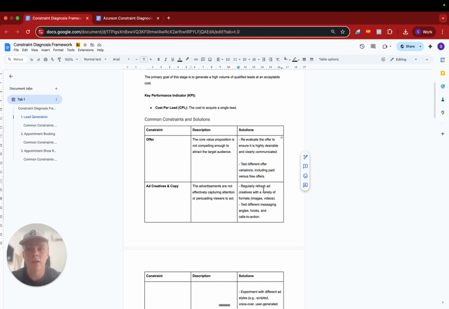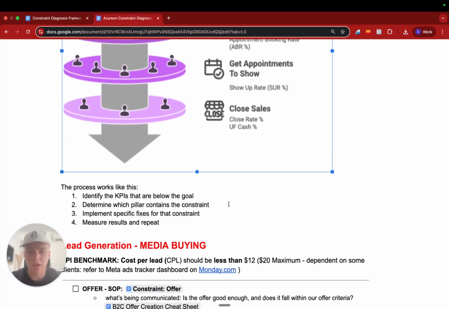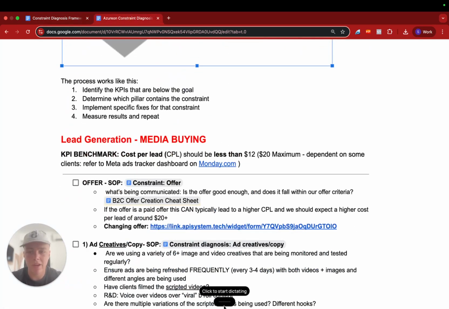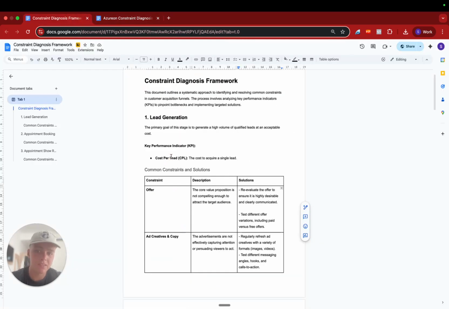Okay. But again, it's important to note that all of these constraints, as well as the solutions, need to be done on the basis of data. Never, ever make a decision that is not data driven. Never make an emotional decision. Everything here is based on data. We have different processes and frameworks in place that are data-driven decisions.